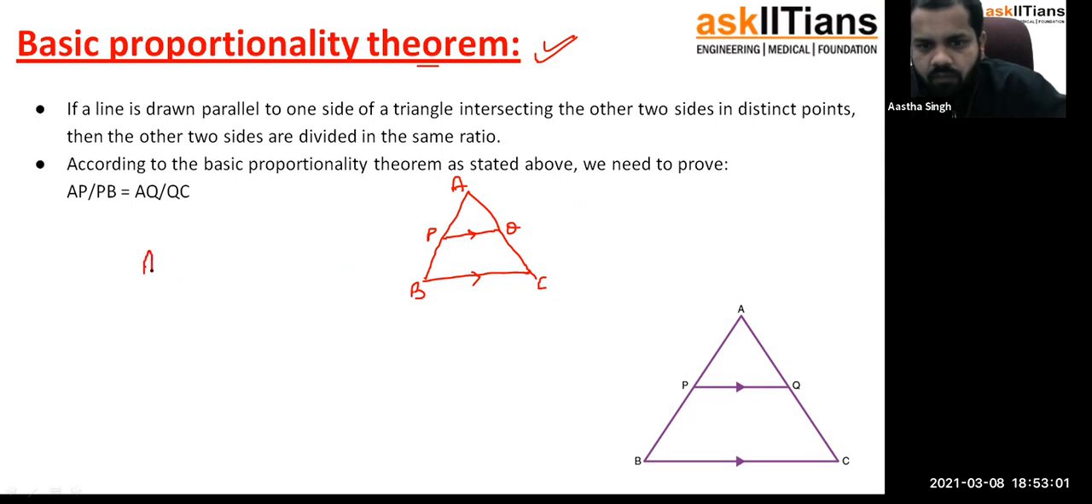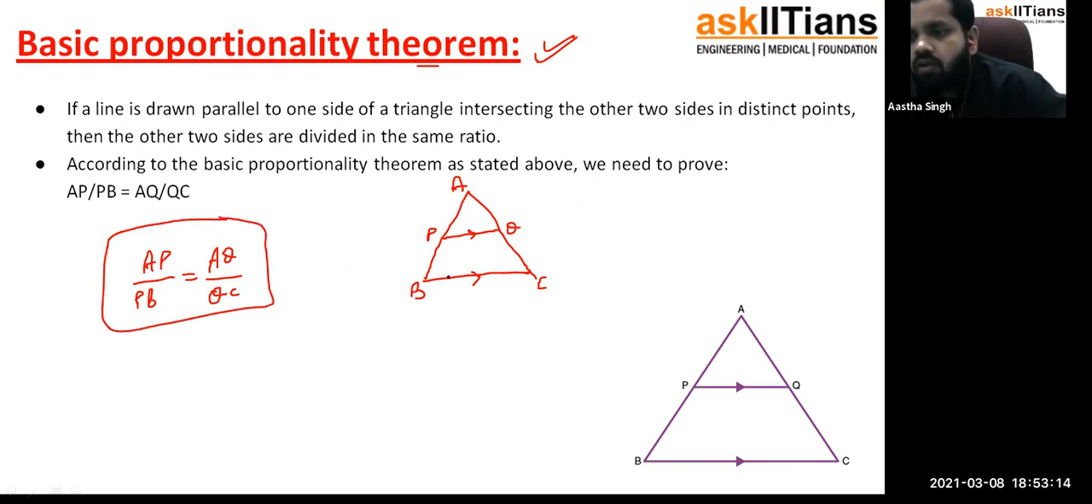It means your AP divided by PB will be equal to what? Your AQ divided by QC. This is what your basic proportionality theorem says. Just keep in mind the result, right? Focus on this one. The theorem says that if one side is parallel to another, then that line will divide the two sides in a ratio. AP upon PB will be equal to what? AQ upon QC. How did this theorem come, guys?